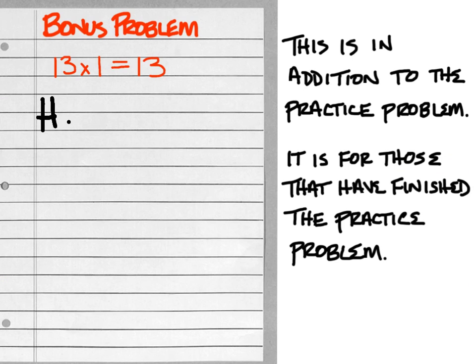Alright, so this is letter H on your handout. This is the identity property of multiplication. And it just says any number times 1 will give you that same number.